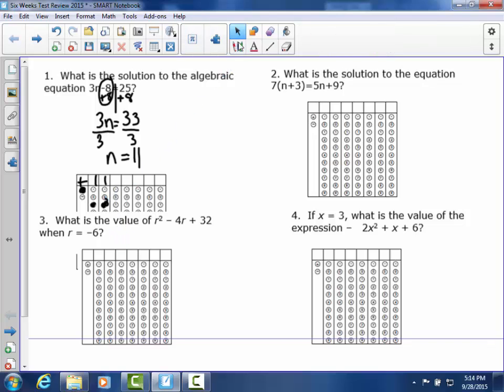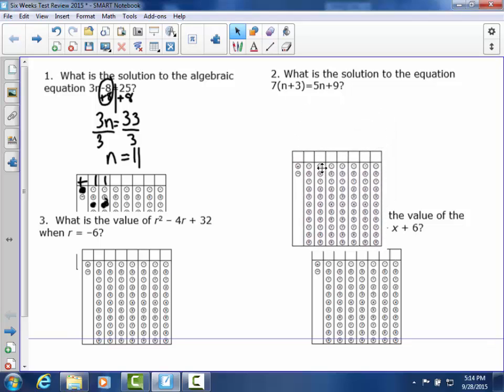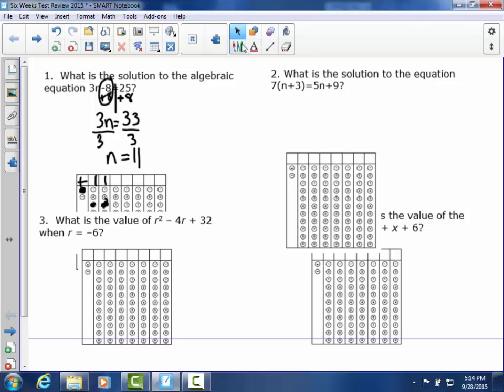What is the solution to the equation 7 times the quantity of n plus 3 equals 5n plus 9? All right, a little more complicated than the last one, but I know first thing I need to do is simplify as much as possible, and so I want to get rid of these parentheses by using the distributive property. So that would be 7n plus 21 equals 5n plus 9.